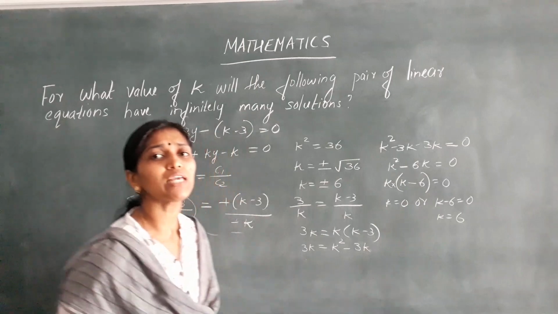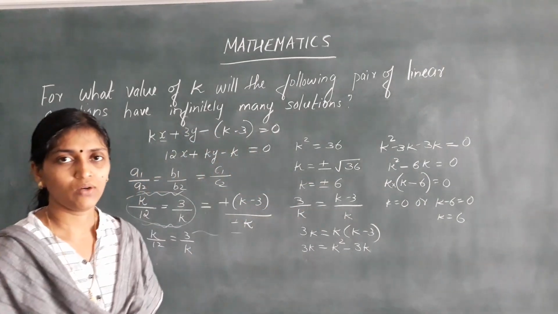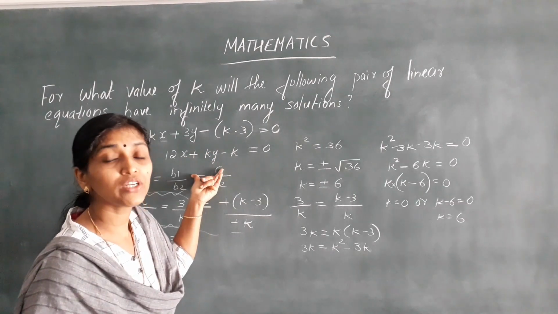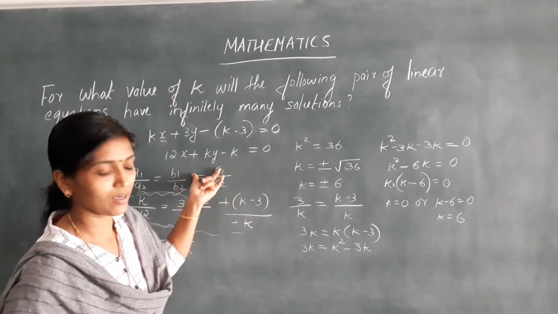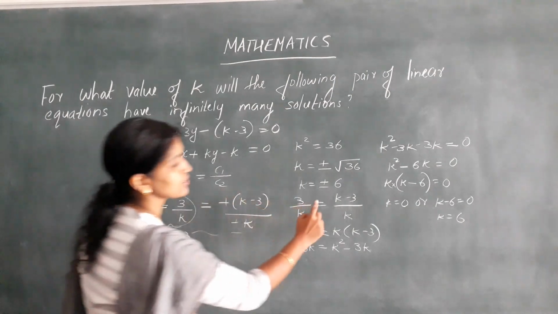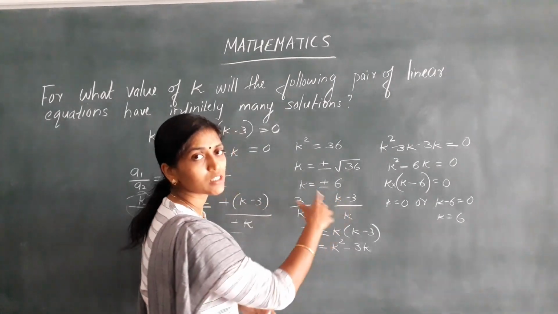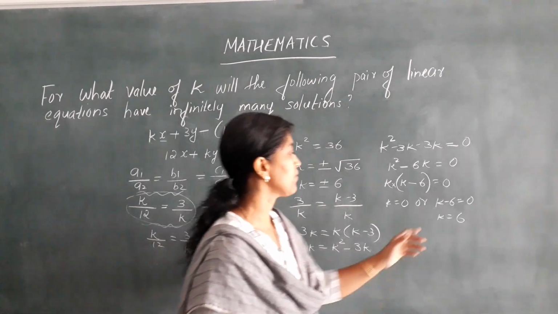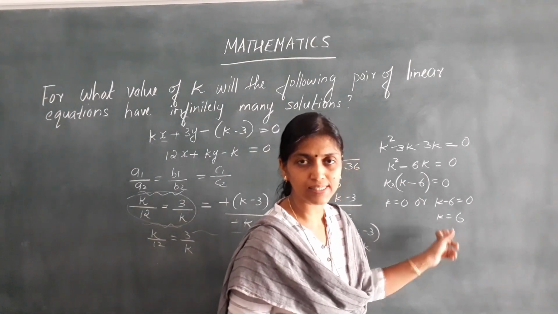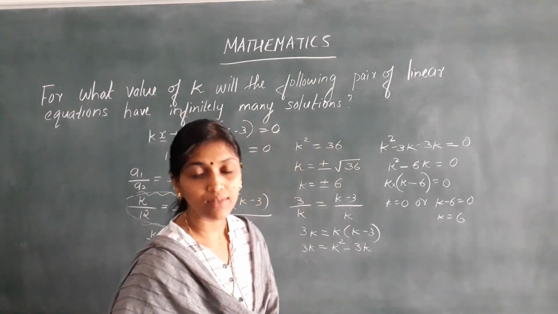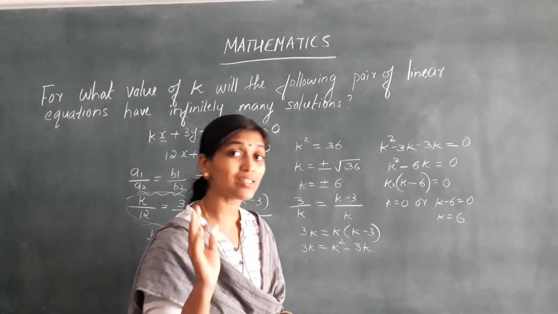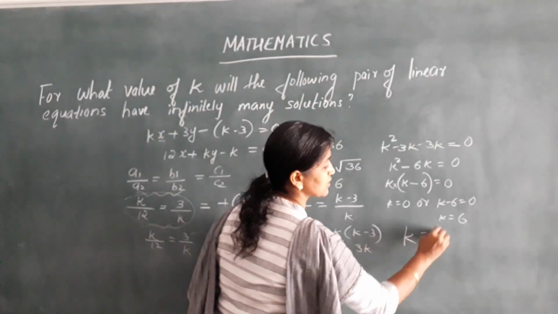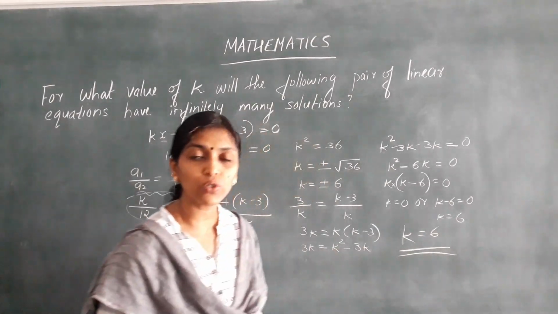Now which value will we take for k as common? What will be the value of k for the pair of linear equations to have infinitely many solutions? Here we got the value of k as plus or minus 6, that is, it can be positive 6 or negative 6. Here we got the value of k equal to 0 or 6. So what is common in both? The value k equal to 6 is common in both. So we will take k is equal to 6.